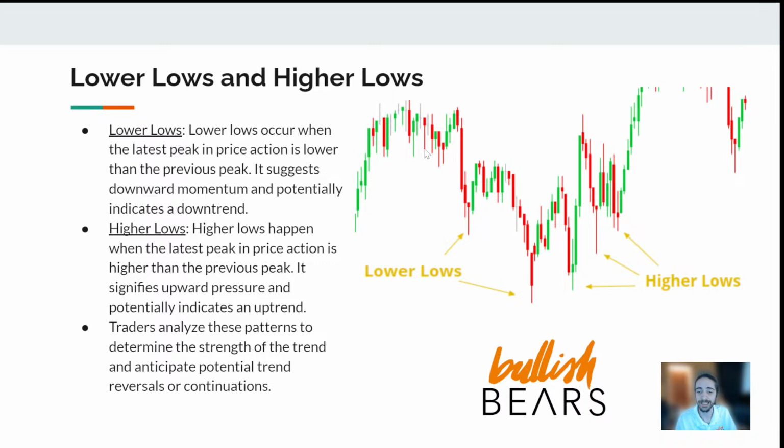So if you see continuous lower lows and you also see lower highs, that's a good combination to know that we're trending downwards. Whereas higher lows happen when the latest trough in price action is higher than the previous one. It signifies upward pressure and potentially indicates an uptrend.